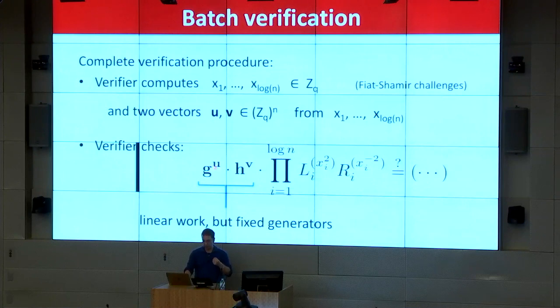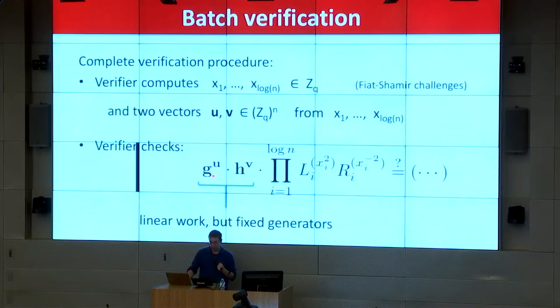You check that g to the u times h to the v times values in the elements in the proof is equal to something else that the verifier knows. That's kind of the heart of verification. This is where the linear work is.